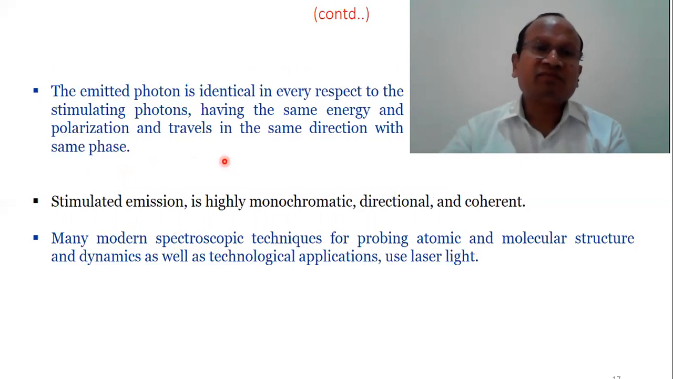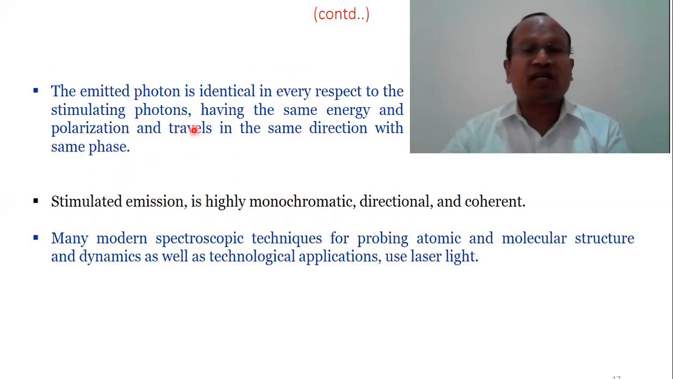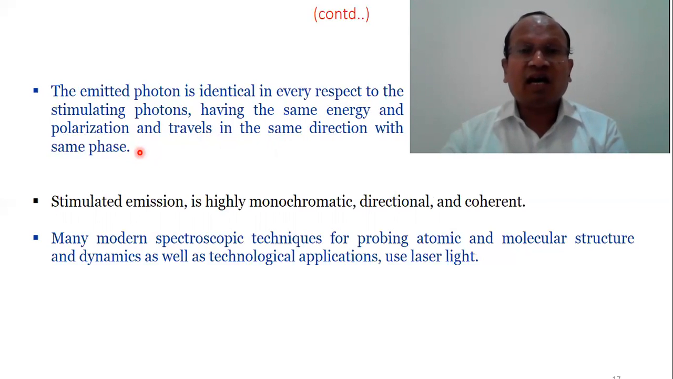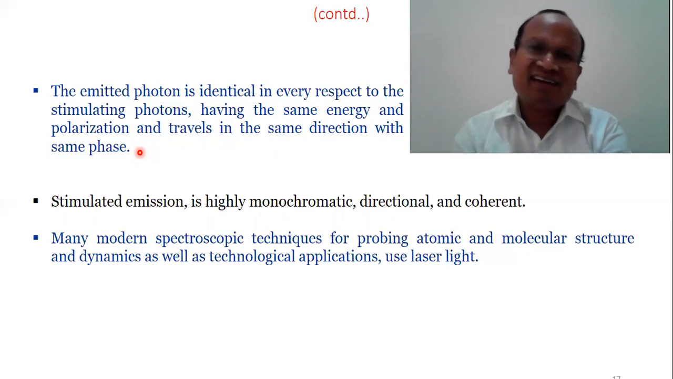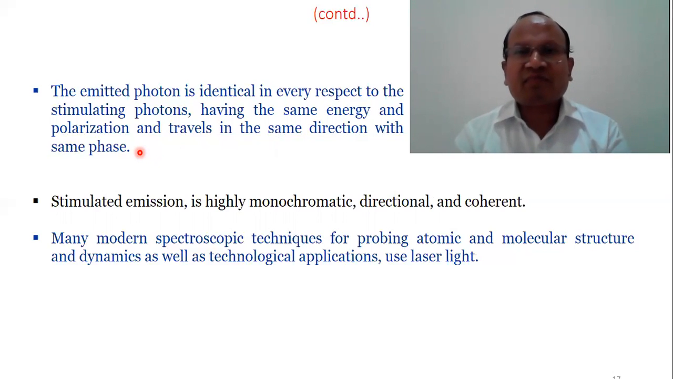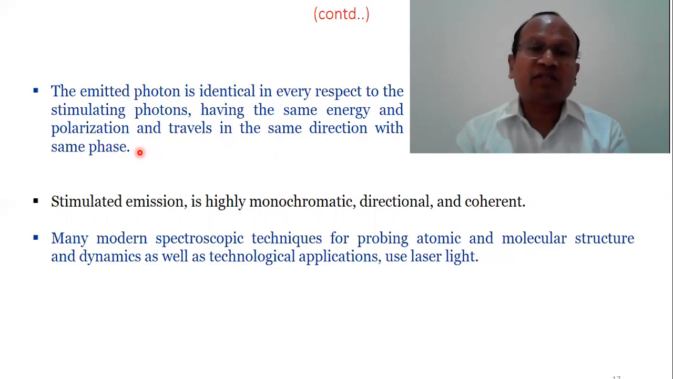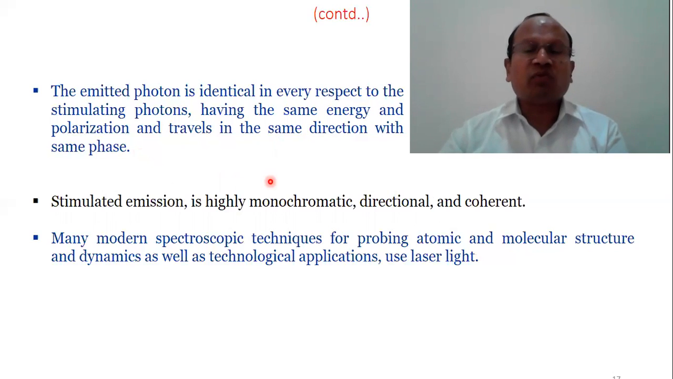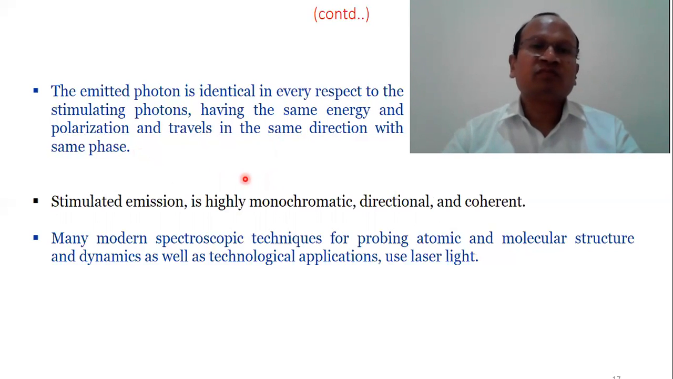The emitted photon is identical in every aspect to the stimulating photon. Already explained why identical. Identical is due to same energy, same polarization as well, and it also travels in the same direction and same phase. Same phase, same polarization effect, same direction, same energy level. Therefore, that is identical. So stimulated emission is highly monochromatic generally. This is what we have studied in laser as an optical source.